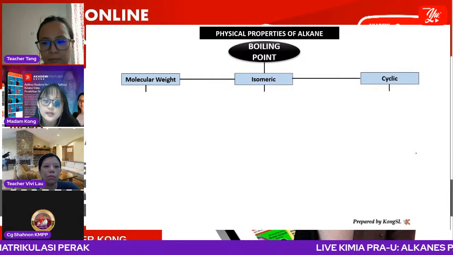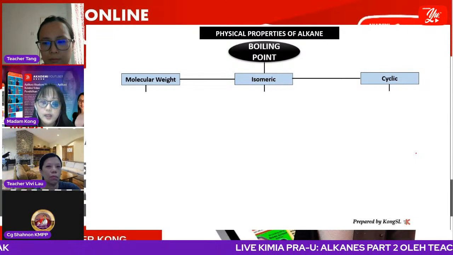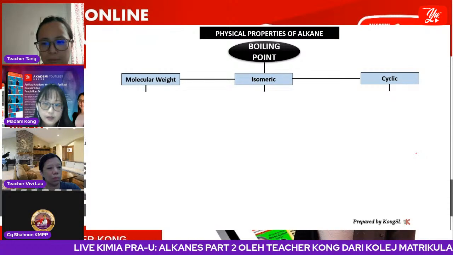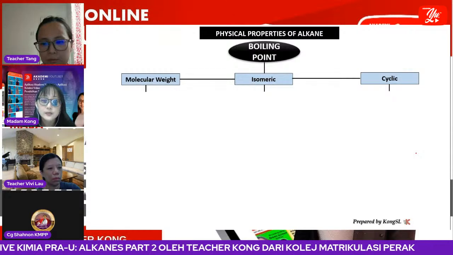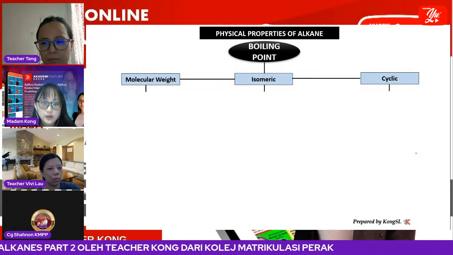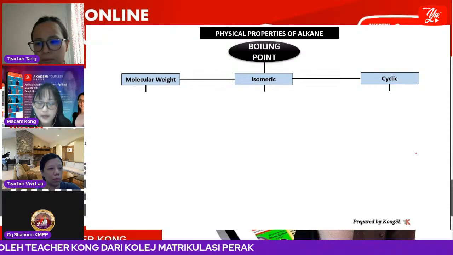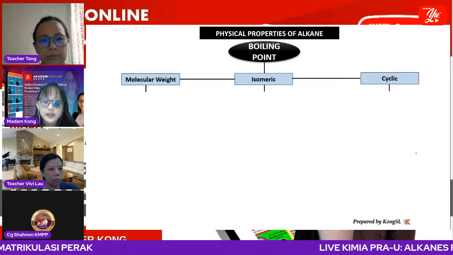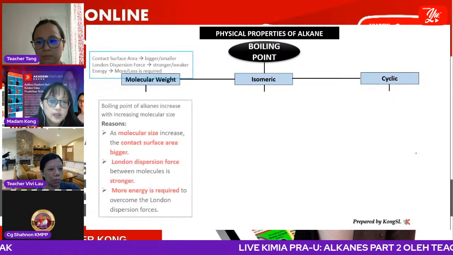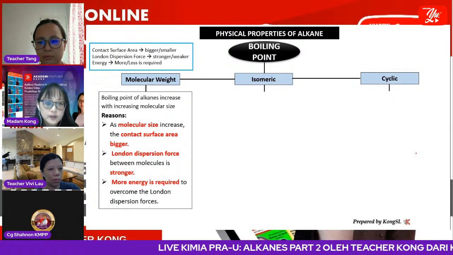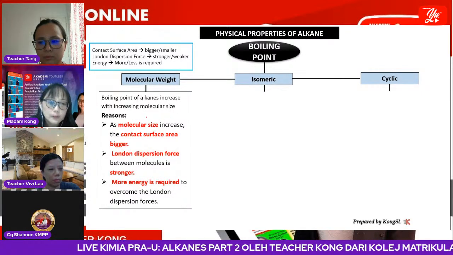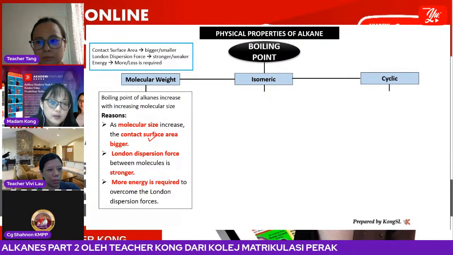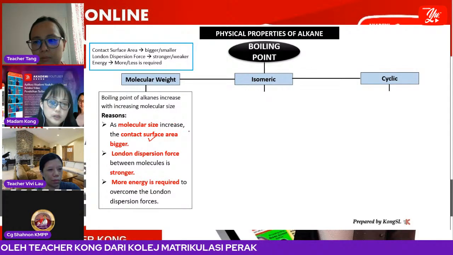So the type of force is London dispersion force. But we have to check the molecular size, whether the molecular size is the same with the same molecular formula, or whether it is a cyclic compound. Because different comparisons must have different explanations. So for example, the first one, if molecular size, we have to talk about molecule, or you have to talk about the convex surface area. This one, you have to check. The easiest way is to check the number of carbon.